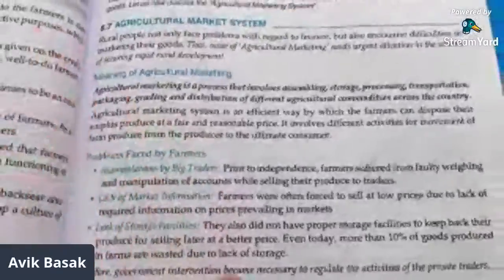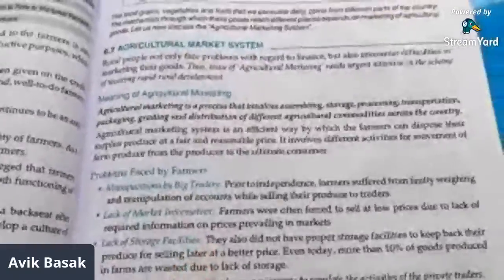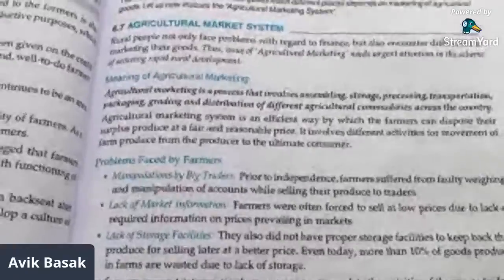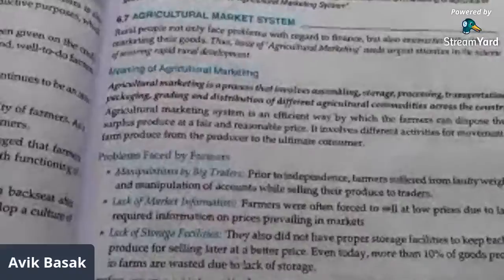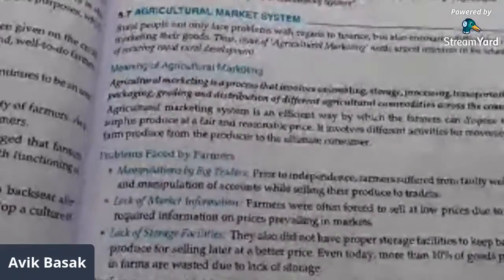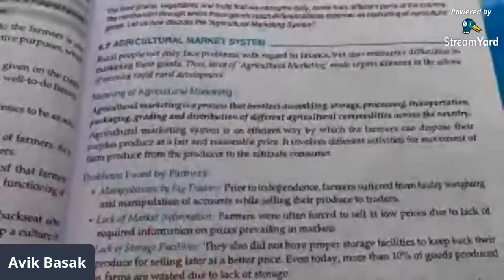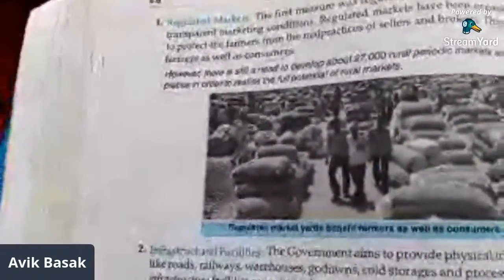Lack of market information. Why did the traders cheat those farmers? Because the farmers don't have the market information. In many rural areas, a product that costs 50 rupees in the urban area, the traders would purchase from the farmers at 5 rupees, 10 rupees. Lack of information. Lack of storage facility. The farmers do not have any storage facility, warehousing, etc. For that reason, the farmers do not want to keep any goods with them. They sell as fast as possible.